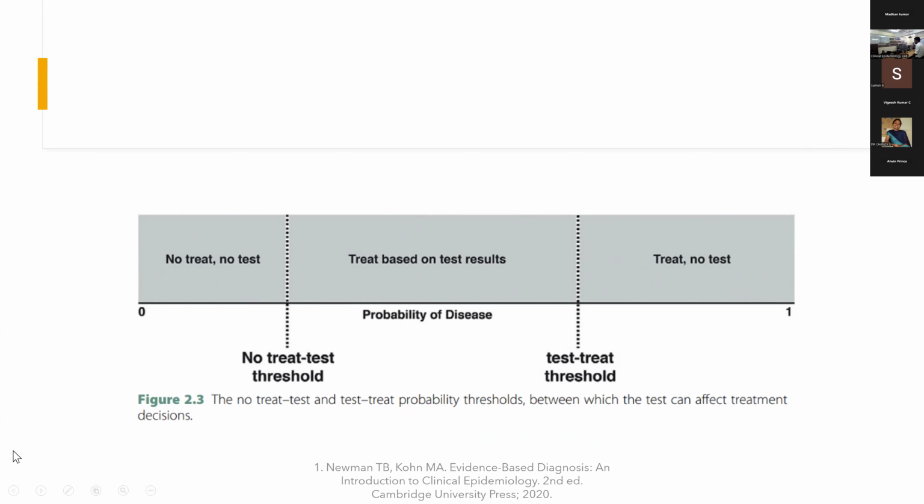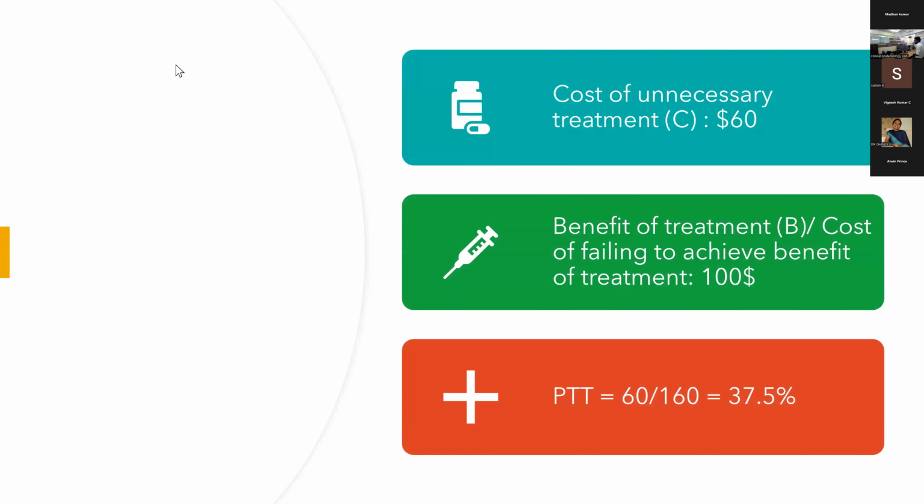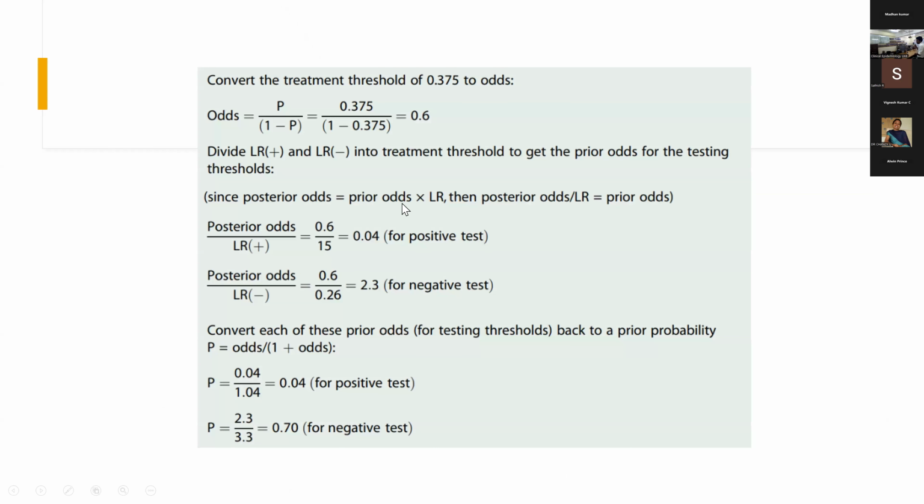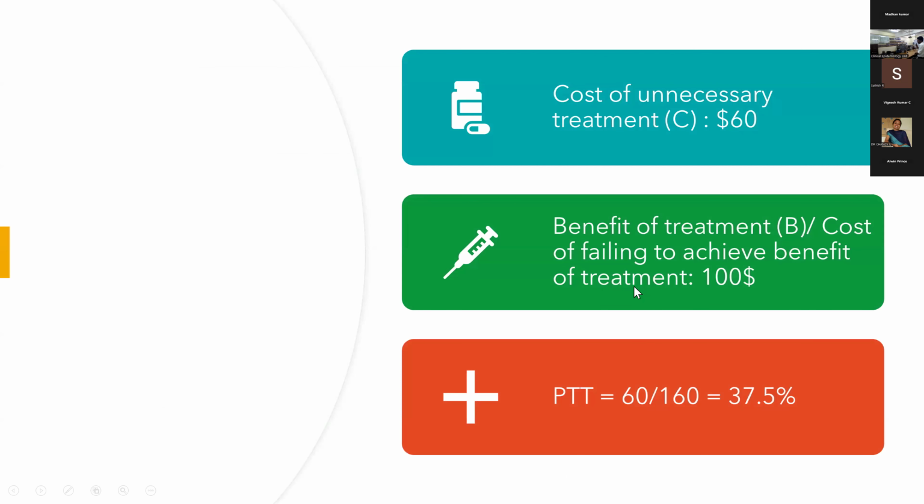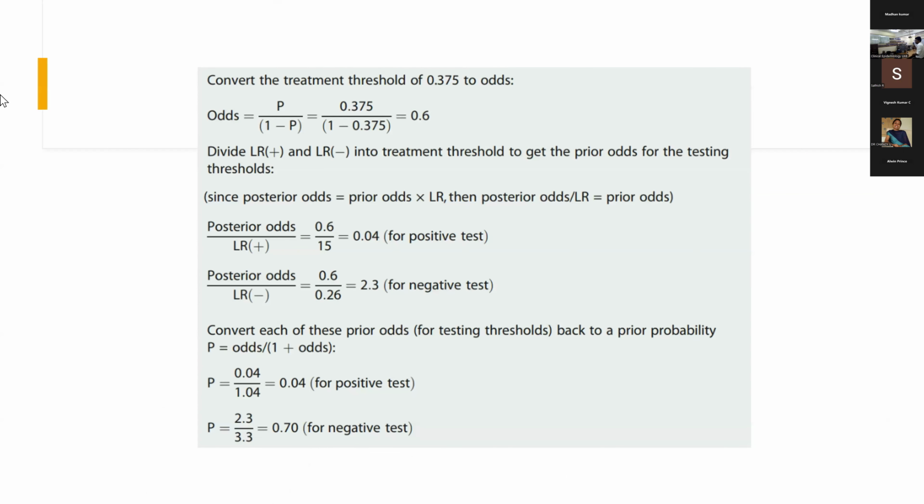When should we administer the test? It is when the probability of disease lies between these 2 values that you will be doing the test. So applying these values, we had calculated that the treatment threshold probability should be 37.5%. If you convert this 37.5% to odds, it will come to 0.375 divided by 1 minus 0.375, which is nothing but 0.6. This is the posterior odds of the patient.